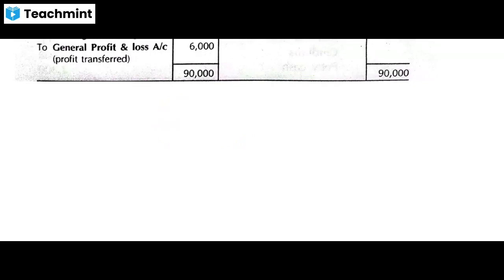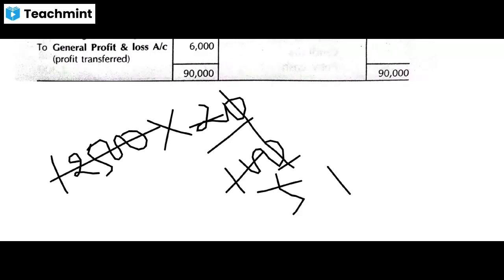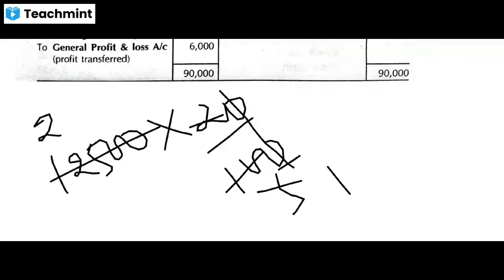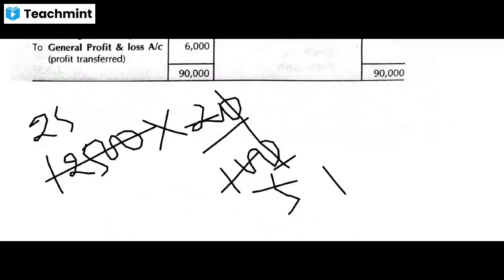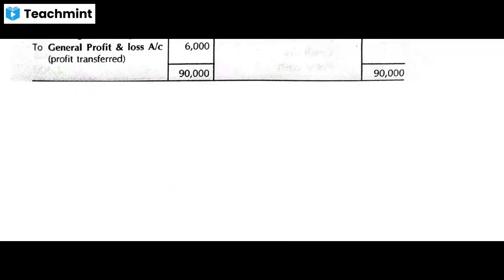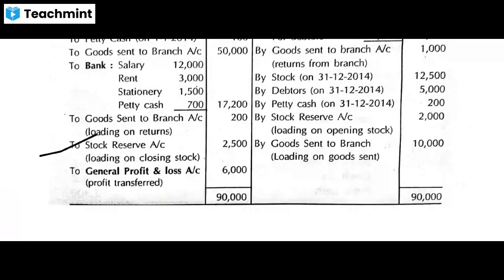So 12,500 into 20 by 100. Got it? So 2 ones are 2, 5 twos are 10. Remaining is how much? 25. 5 fours are 20, 5 fives are 25. Therefore 2,500. 2,500 is the loadings on closing stock, that is stock reserve, loadings on closing stock 2,500.